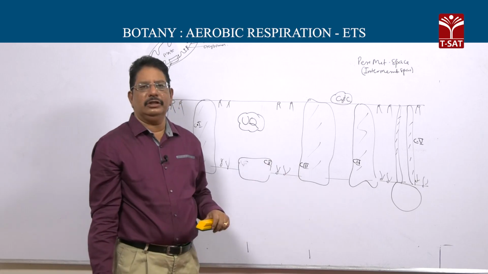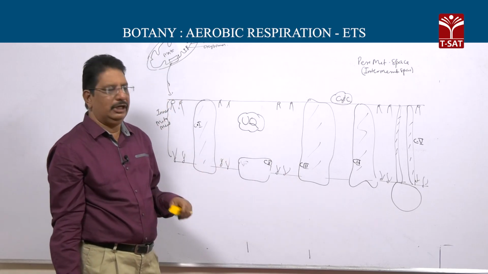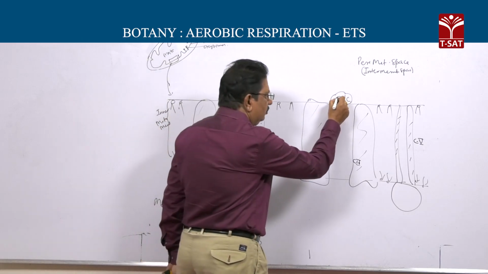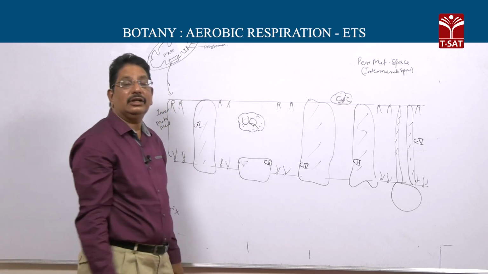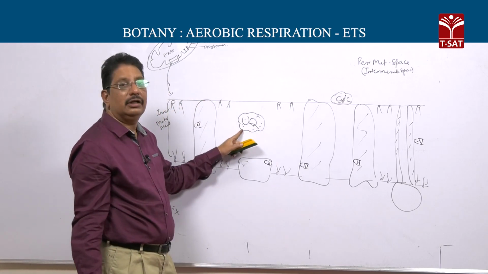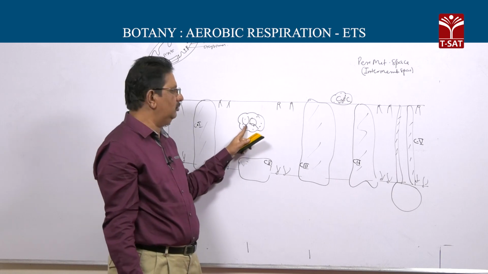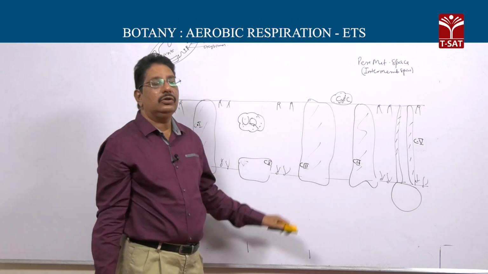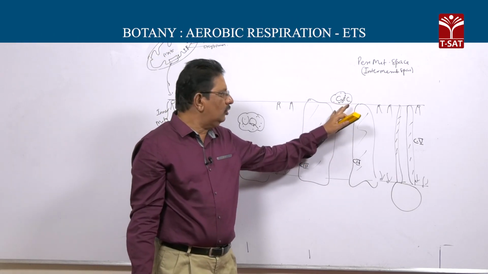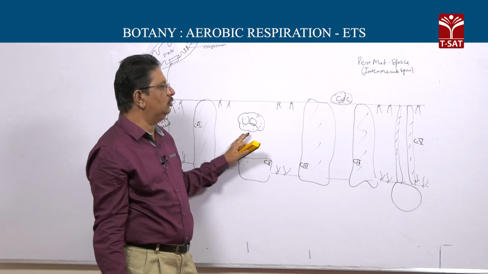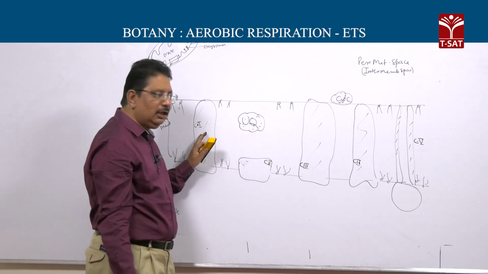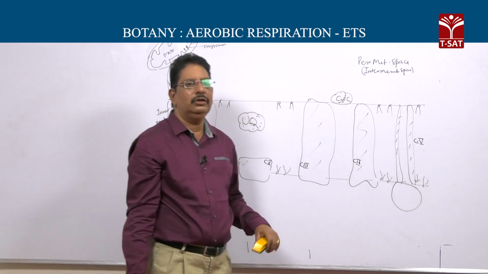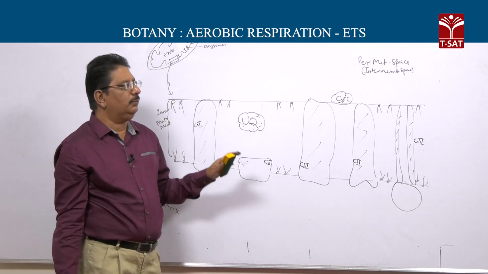Along with these complexes, for completion of this fourth step, they require 2 important molecules which serve as electron carriers, like ubiquinone, UQ, and cytochrome C. So, cytochrome C and ubiquinone are the 2 electron carriers, along with complex 1, complex 2, complex 3, 4, and 5, which are involved in finishing the last step.